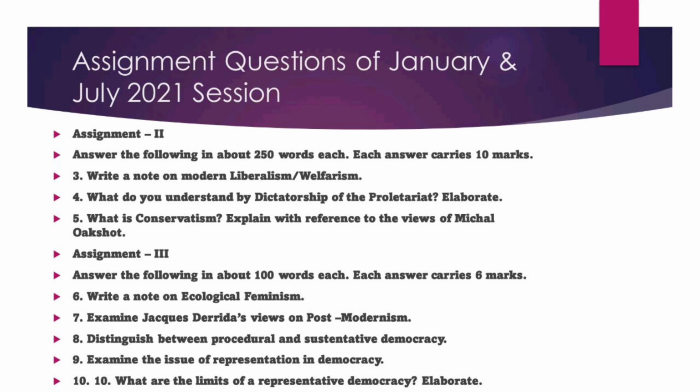And in section 3, there are 5 questions. So 6th question is write a note on ecological feminism. 7th, examine Jacques Derrida's views on postmodernism. 8th question is distinguish between procedural and substantive democracy. 9th question is examine the issue of representation in democracy. And the last question is what are the limits of representative democracy? Elaborate.